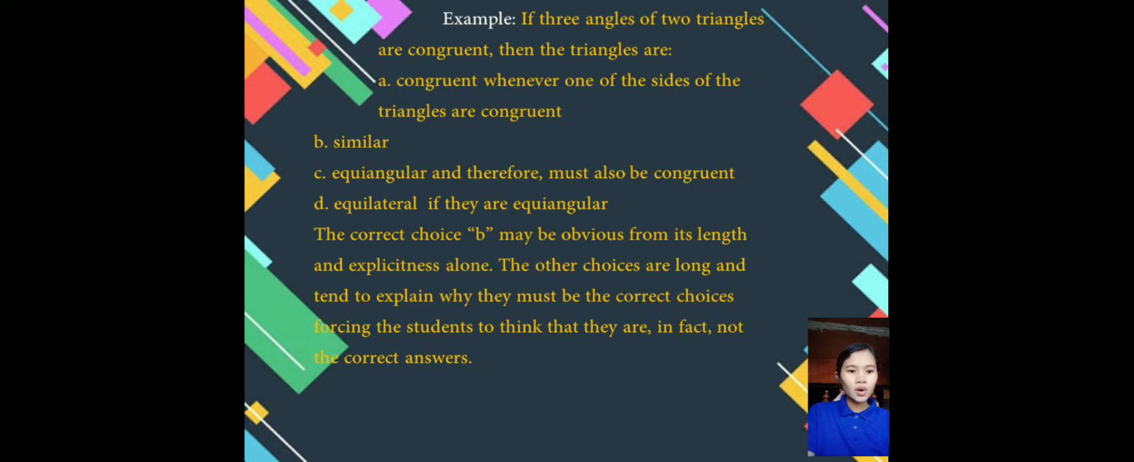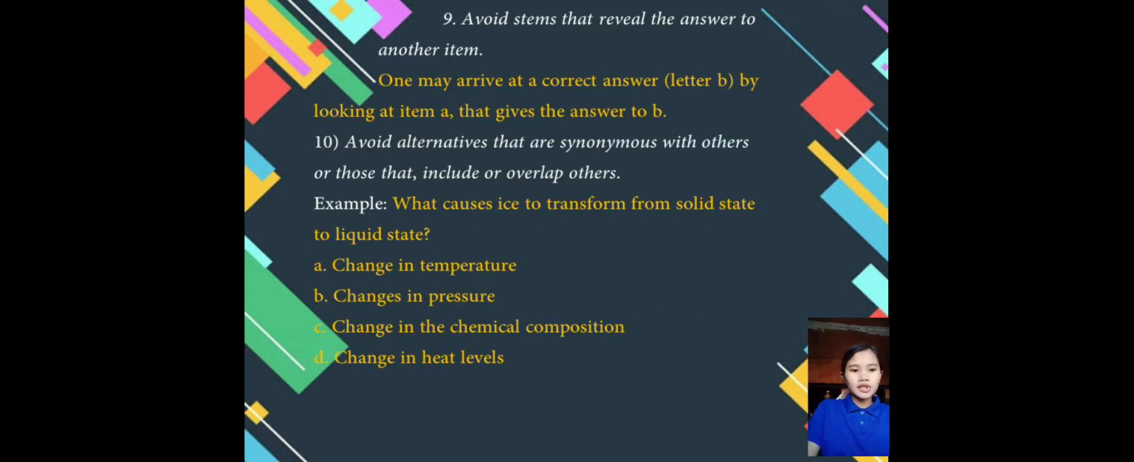So the correct choice B may be obvious from its length and explicitness alone. The other choices are long and tend to explain why they must be the correct choices, forcing the students to think that they are in fact not the correct answers. Guidelines: avoid stems that reveal the answer to another item. One may arrive at a correct answer by looking at item A that gives the answer to item B.